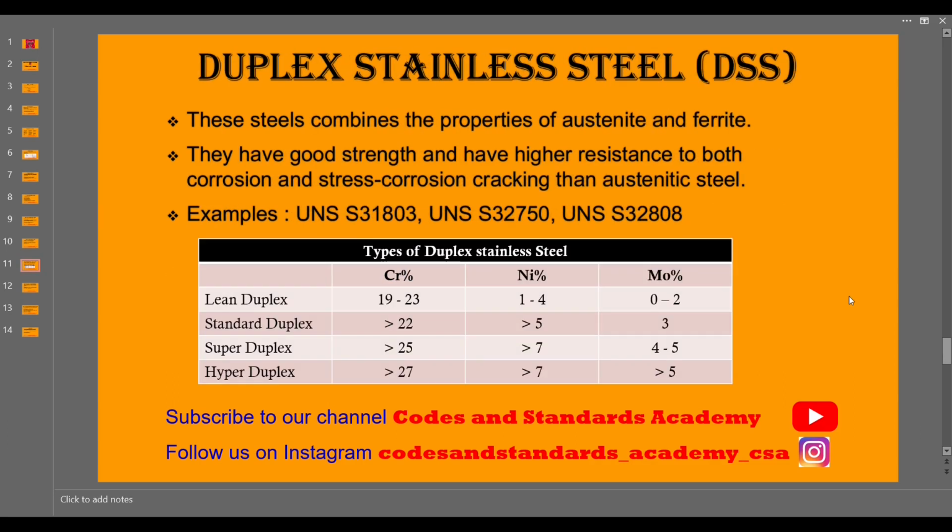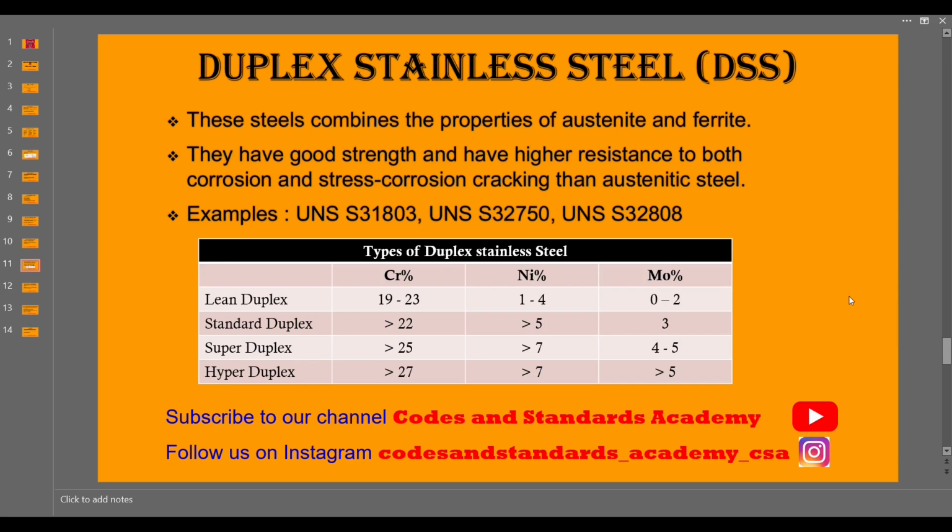Duplex stainless steel or DSS. These steels combine the properties of austenitic stainless steel and ferritic stainless steels. They have a good strength and have higher resistance to both corrosion and stress corrosion cracking than austenitic stainless steel. The example grades for DSS are UNS S31803, S32750, S32808.